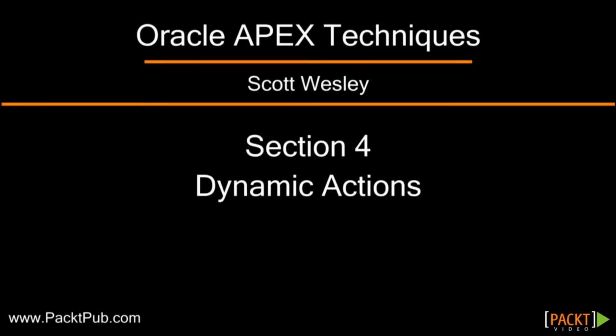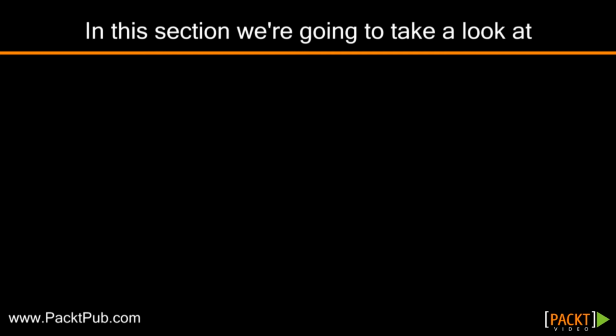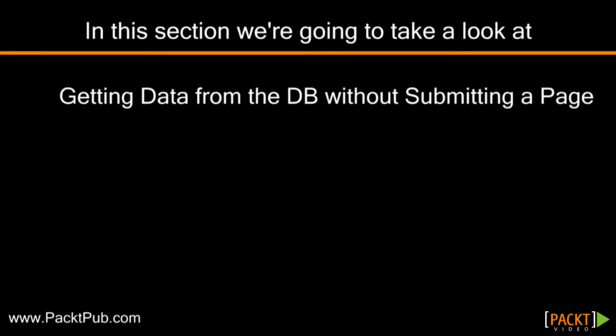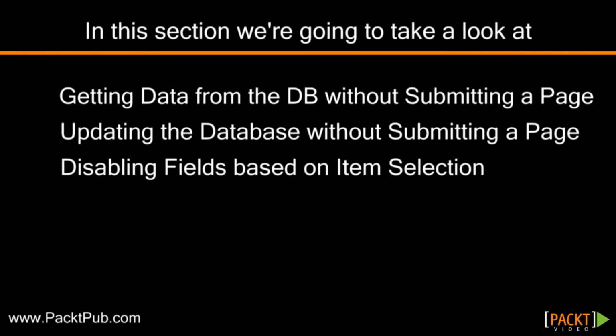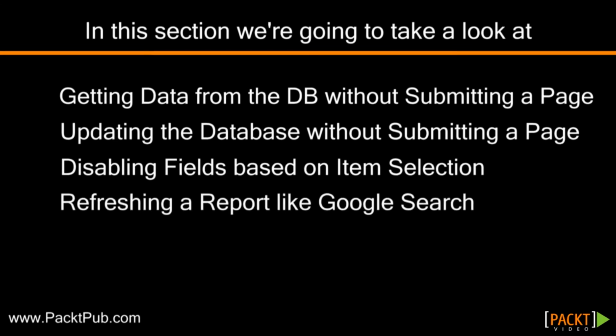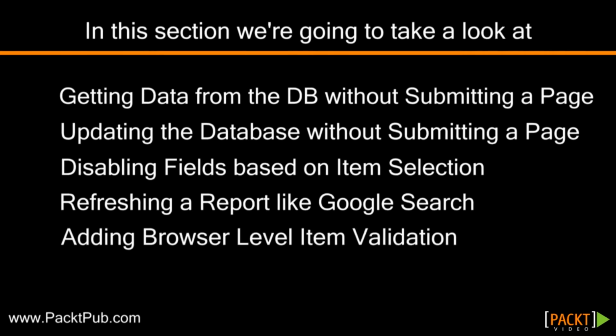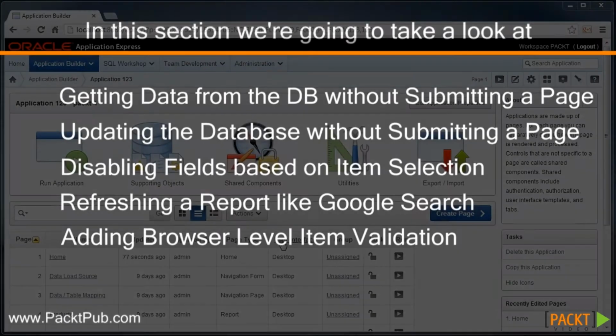Section 4, Dynamic Actions. This section will cover arguably the best improvement to Apex in version 4, Dynamic Actions. These will allow you to declaratively deploy browser-based interactions in your application with only a fundamental awareness of JavaScript. Videos will include getting and updating data from the database without submitting a page, disabling fields on item selection, refreshing a report just like you'd see in Google search, and adding browser-based item-level validation.